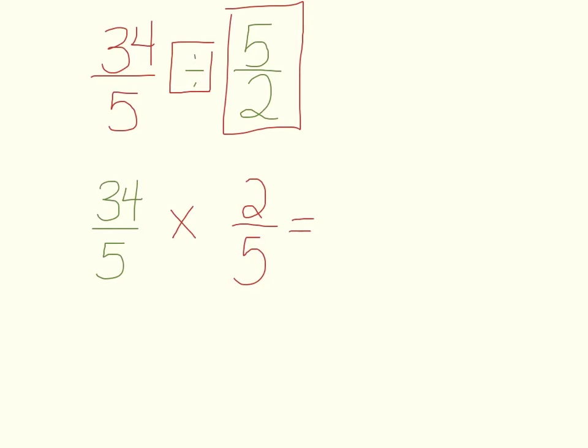34 times 2 will give us 68, and 5 times 5 will give us 25. Now we're not done yet because 68 over 25 is an improper fraction. That means we have a number that is represented as a fraction, but it's greater than 1 because the numerator is larger than the denominator.